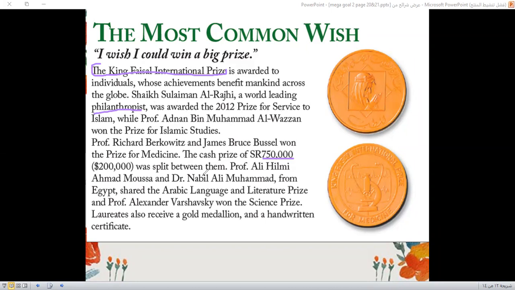Okay. Also here we have 2 people, Professor Ali Hilmi Ahmad Musa and Dr. Nabil Ali Muhammad. All of them are from Egypt, and they share one prize on what? On the Arabic language and literature. So for this prize, not only do they give them a medal, they also give them money. So it's a very important prize for a lot of people.